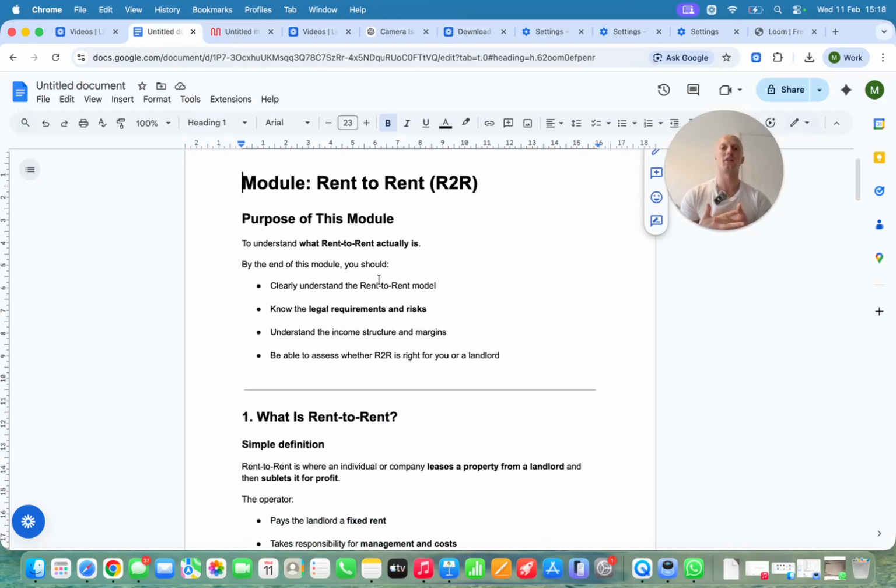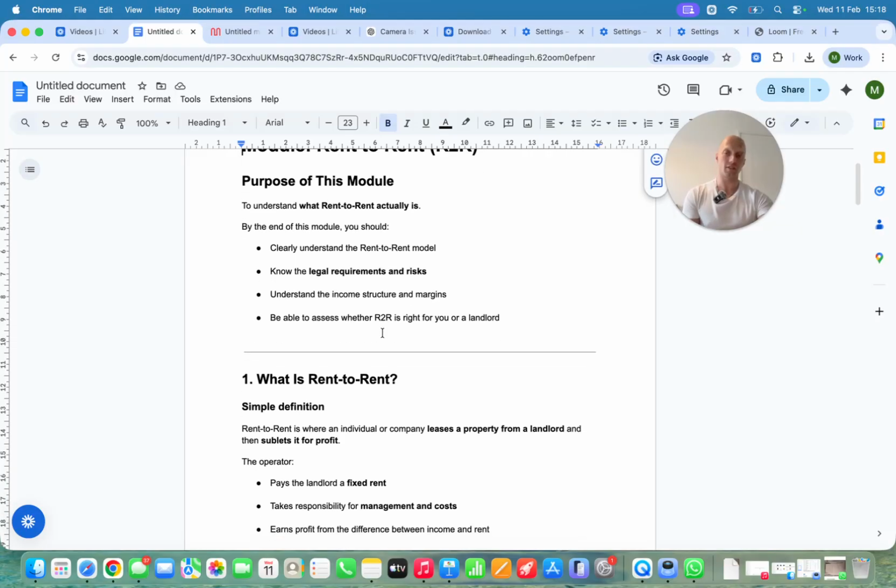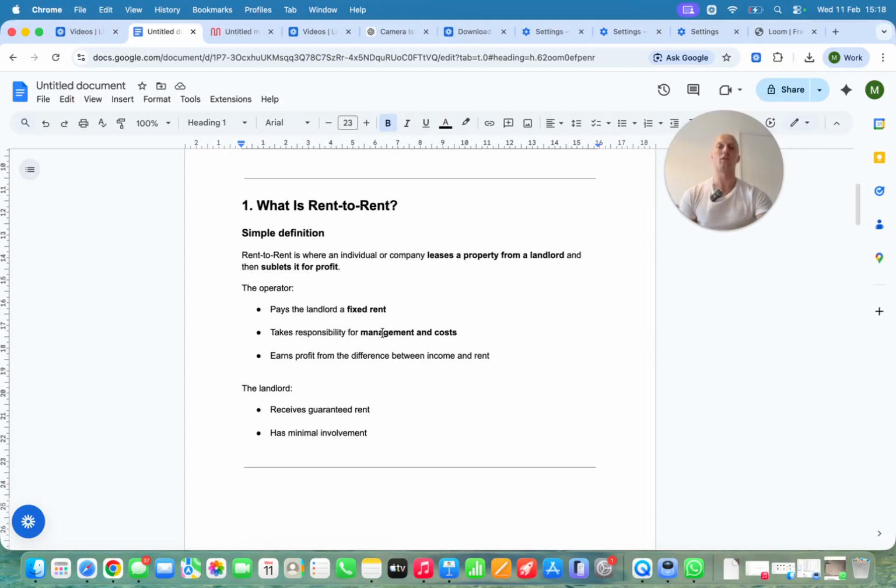The purpose of this module is to understand what rent to rent actually is. By the end, you should clearly understand the rent to rent model, know the legal risks and requirements, understand the income structure, and be able to assess whether rent to rent is right for you or the landlord. So what is rent to rent?